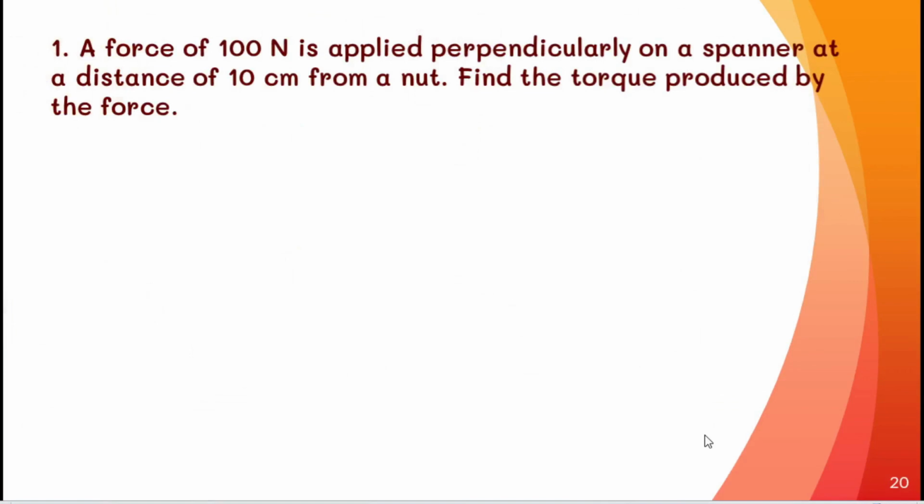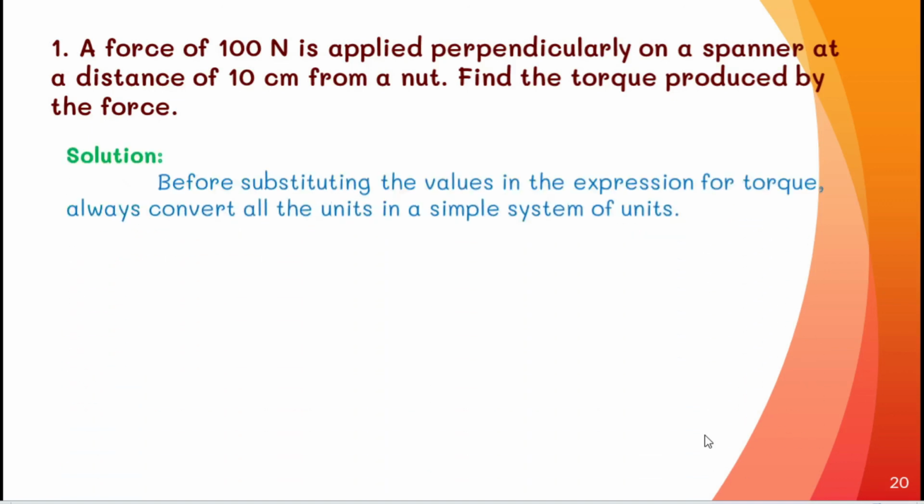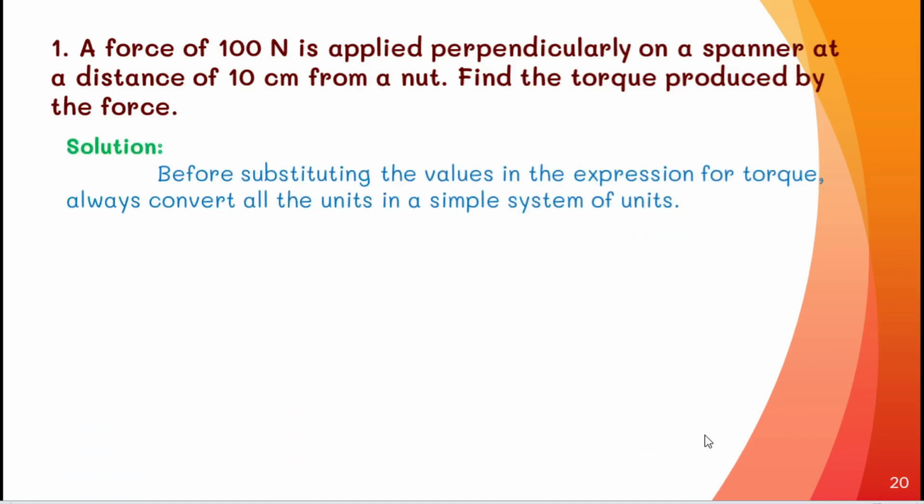You can see the first numerical problem. A force of 100 Newton is applied perpendicularly on a spanner at a distance of 10 centimeter from a nut. Find the torque produced by the force. First we have to write the solution. Already we know that before substituting the values, we have to check the units in the expression of torque. Here they are given in centimeter. We have to convert it into meter because the SI unit is Newton meter. We know that 1 meter is equal to 100 centimeter. So distance is equal to 10 centimeter is equal to 0.10 meter.